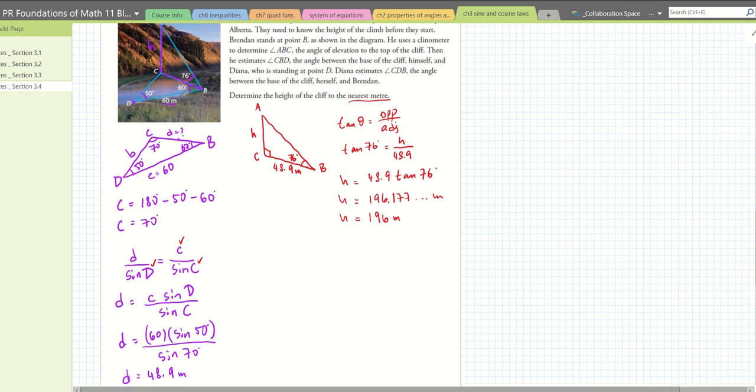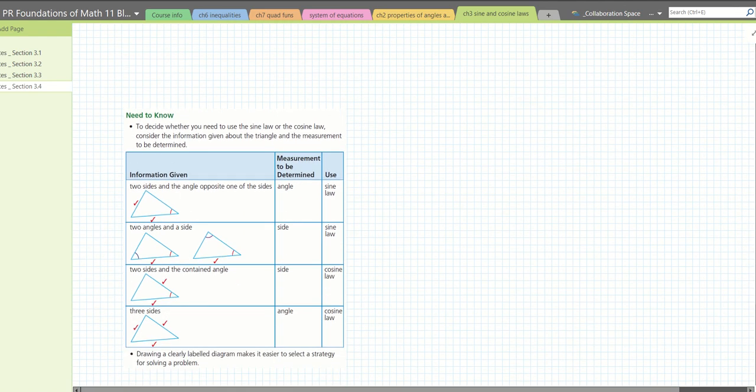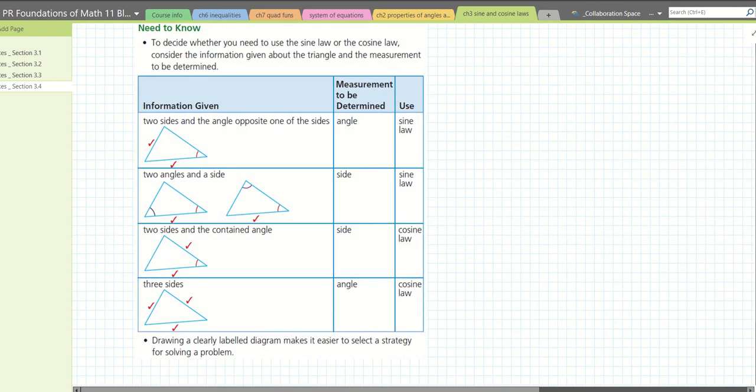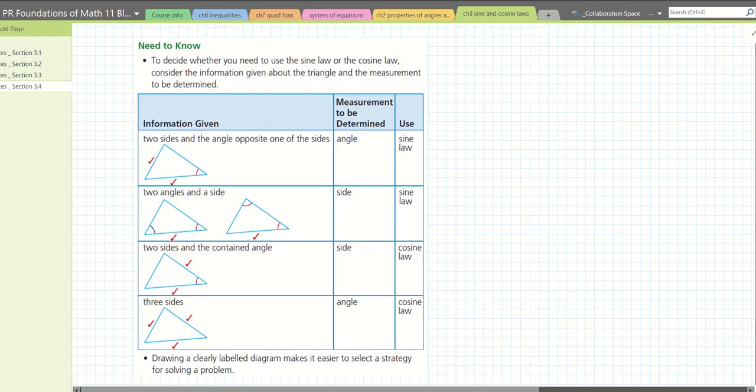So as a reminder here, I took a clip from the textbook, what you need to know from this section, and this is a summary of how you use sine and cosine law, when to use it, right? So for example, if you have two sides and an angle opposite to one of the sides, you can use sine law. If you have two angles and a side, either here or here, you can use sine law as well. But if you have two sides and a contained angle, so contained means between the two sides that are given, you have no option but to use cosine law.